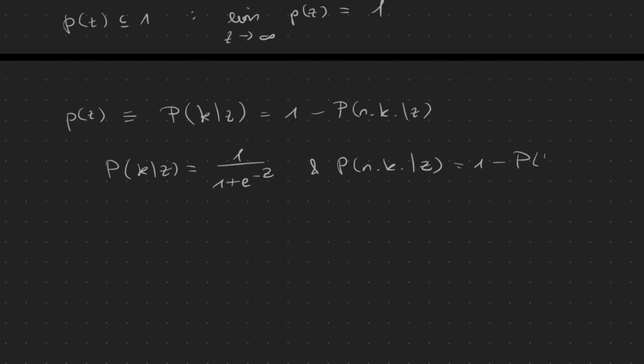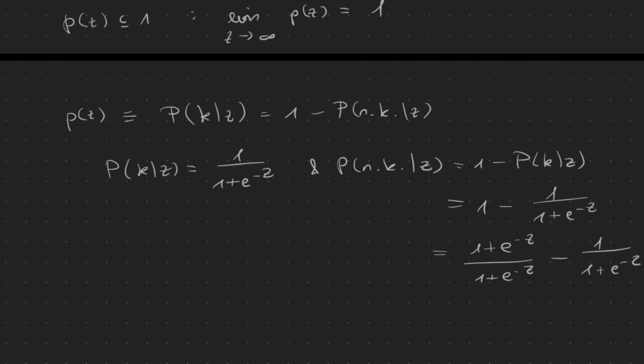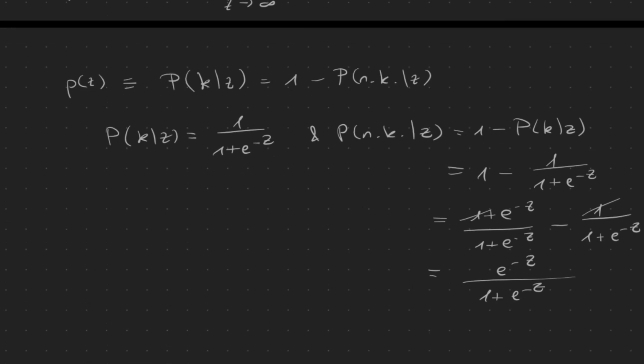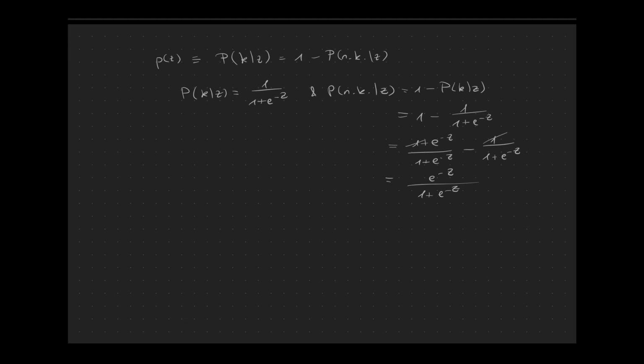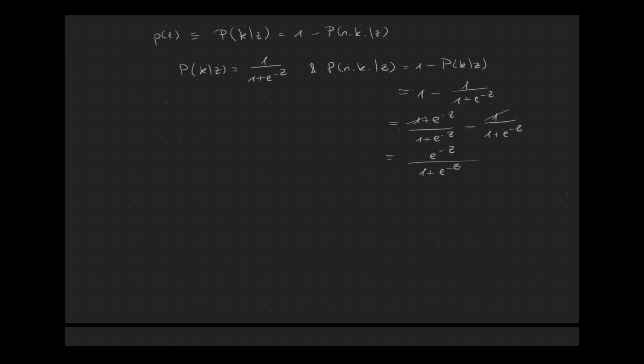So what is it? It's 1 minus the probability. So 1 minus the sigmoid function which we had. So 1 minus 1 over 1 plus e to the power of minus z. This is equal to 1 plus e to the power of minus z over 1 plus e to the power of minus z, minus 1 over 1 plus e to the power of minus z. And now this one cancels with that one. And so we have e to the power of minus z over 1 plus e to the power of minus z. And this is the probability of not being of class k given the input z.